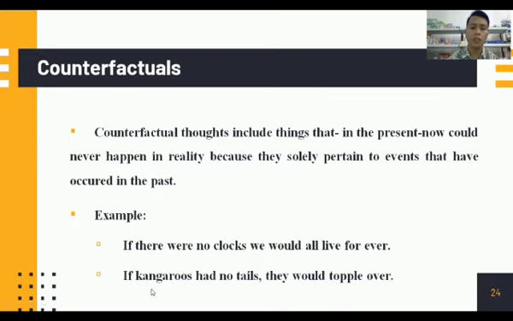And the next is, if kangaroos had no tails, they would topple over. From this sentence, we can see that we imagine that kangaroos had no tails, but in reality kangaroos have tails. So this is also an impossible thing that never happens in reality.